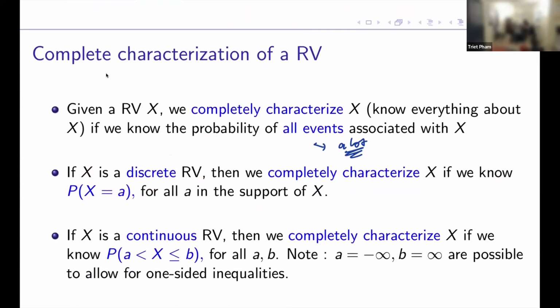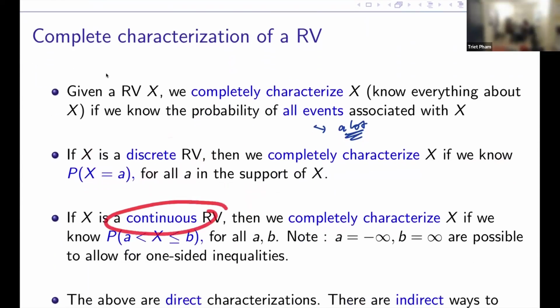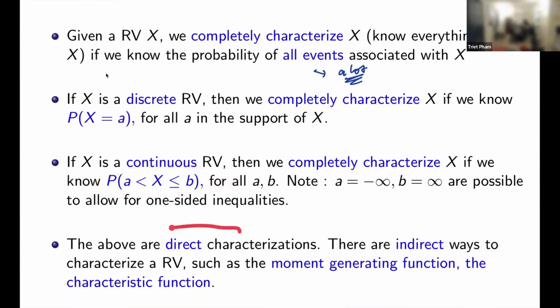For a continuous random variable, you completely characterize it if you know the probability in any intervals, right? So again, for a continuous random variable, this sounds like a lot as well. But as you will see, those are the so-called direct characterizations, meaning that they're kind of like the most obvious things we want to say.